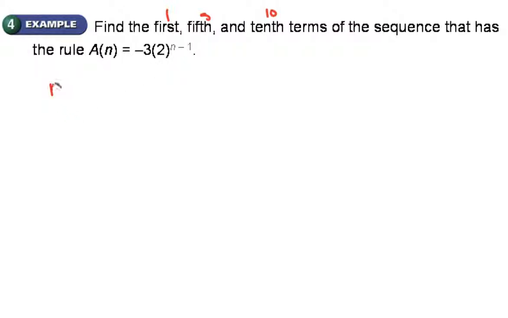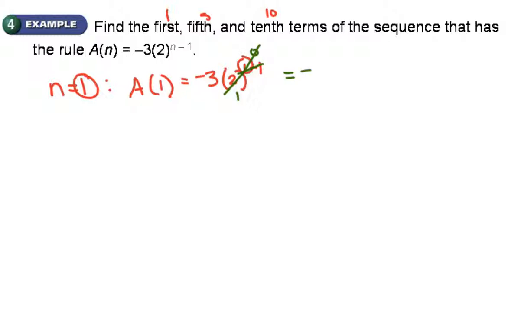All right, so when n is 1, we have a of 1 is equal to -3 times 2 to the 1 minus 1 power, because this goes in right here. 1 minus 1 is 0. Anything to the 0 power we know is just 1. So this is -3.